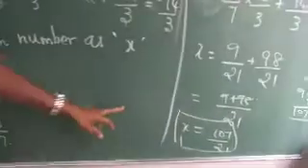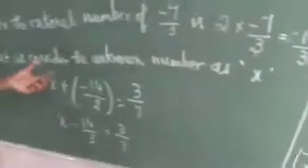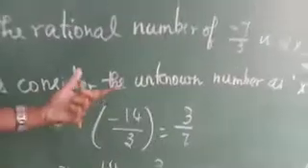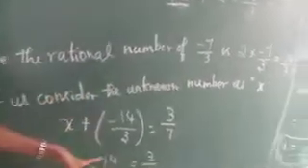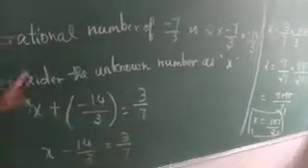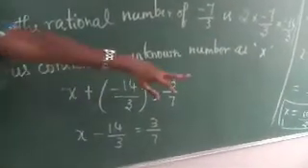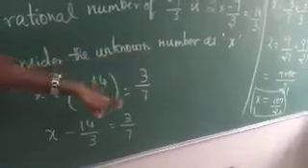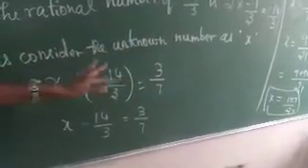So this value is going to be the x value. If I add this 107 by 21 with twice of the rational number minus 7 by 3, I will get 3 by 7 as my answer. So this you already know. Whether the x value we got is right or wrong, we have to substitute it and check.